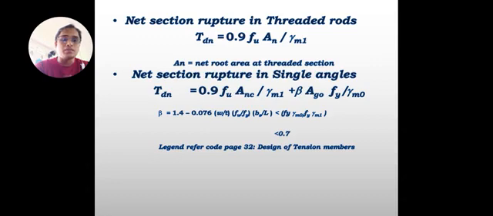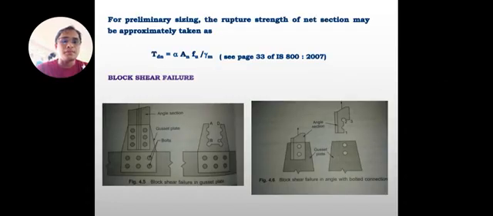and it is lesser than Fu γm0 over Fy γm1, and is not less than 0.7, for tension members. For primary sizing, the rupture strength of the net section may be approximately taken as Tdn is equal to alpha An Fu over γm1, as in the reference.